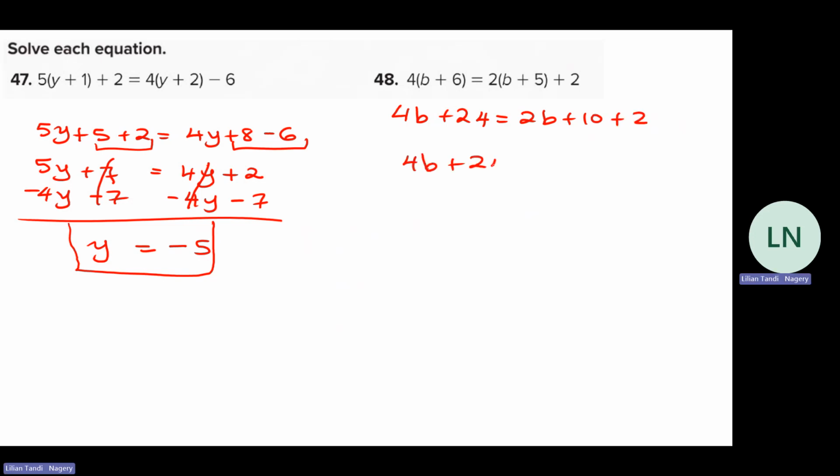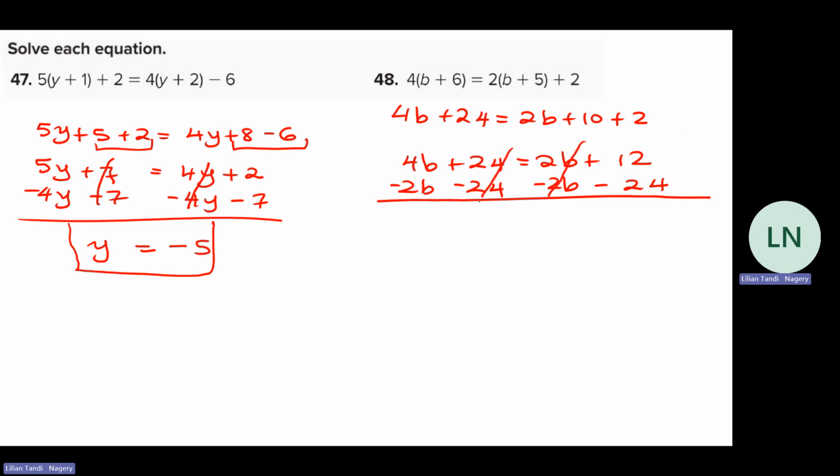4b plus 24 is 2b plus 10 plus 2. 4b plus 24 is 2b plus 12, minus 24, minus 24, minus 2b, minus 2b. This goes and this goes. 2b is equal to negative 12. Divide by 2, divide by 2. b is negative 6.